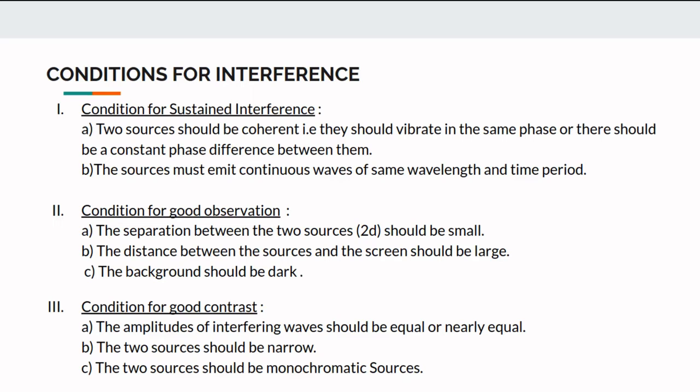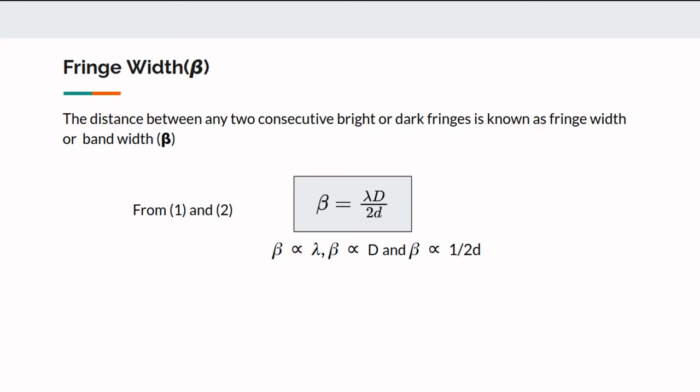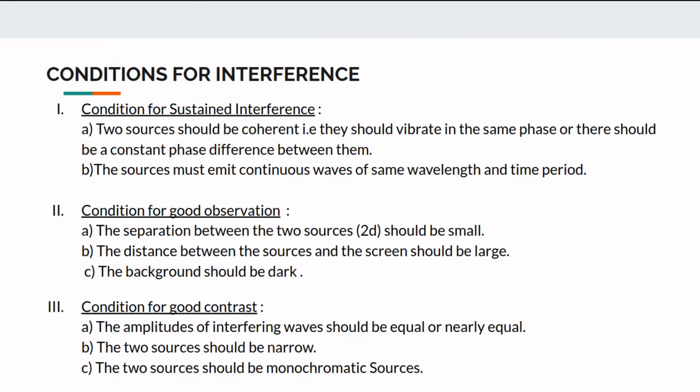Next point, the distance between sources and the screen should be large. In this formula, beta is directly proportional to capital D. Capital D is the distance between sources and the screen. As D increases, beta also increases. Therefore, the distance between the sources and the screen, capital D, should be large. Next, for good observation, the background should be dark. That is the third point. These are the 3 points for good observation.